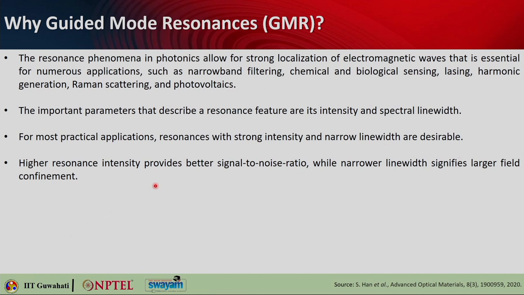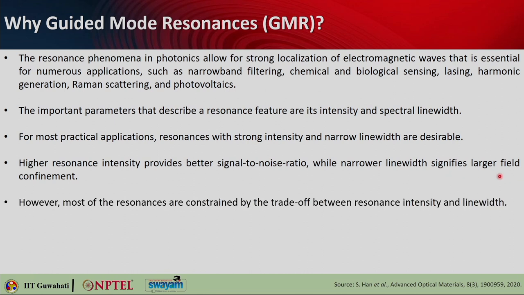So, high resonance intensity, what are the benefits? It can give you a better signal to noise ratio. And when you have narrow line width, that gives you very strong field confinement. So, you are focusing your beam at a very narrow spot. This is what you can relate to narrow line width. So, it can give you larger field confinement.